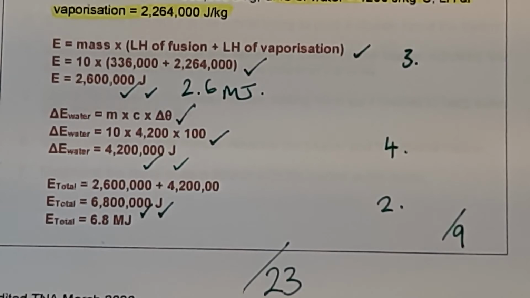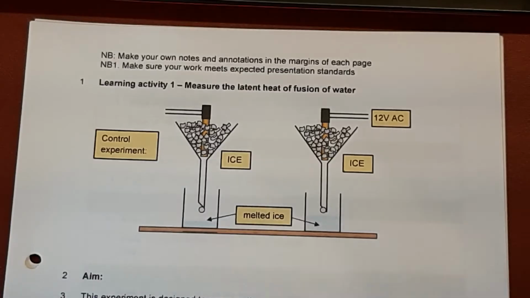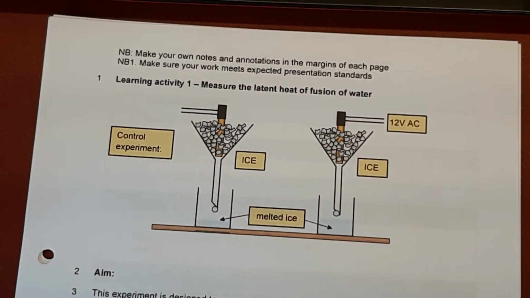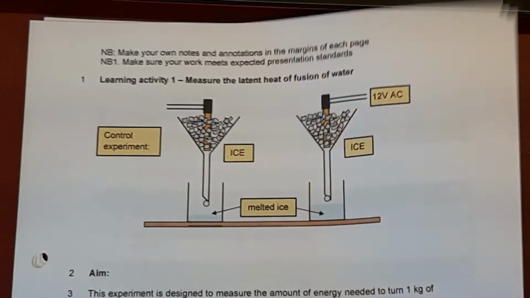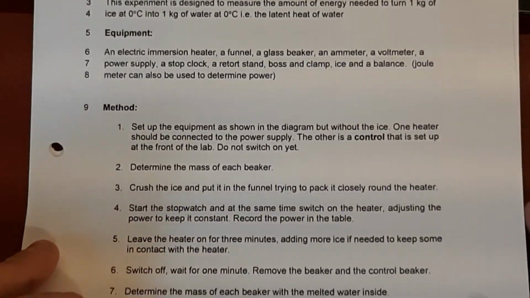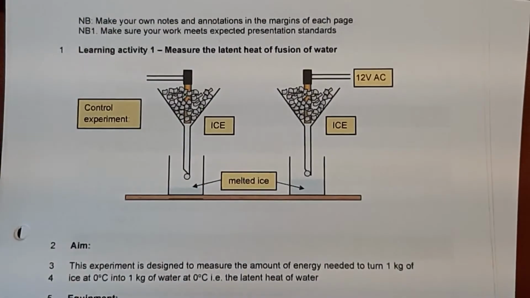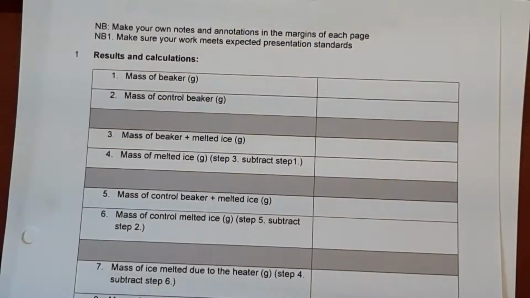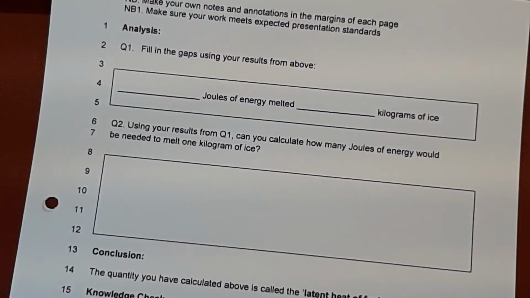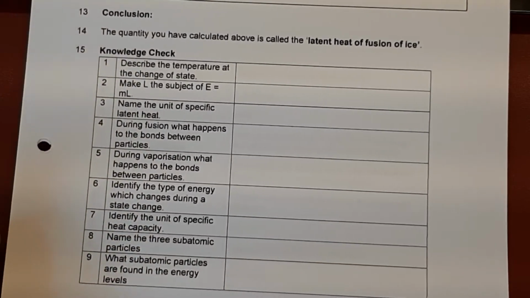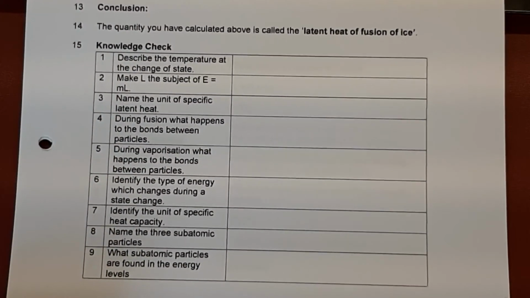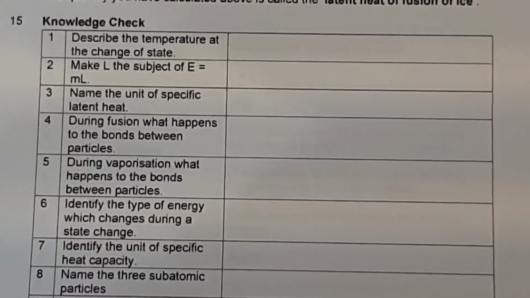Okay, so we're going to move on. Unfortunately, the next activity is actually measuring the latent heat of fusion of water, which is a practical activity, and we can't really do that because it's not designed to be done at home. And that carries on to the next page, on page 21, and again on page 22. So we're going to move directly on to the conclusion, the knowledge check after the conclusion on page 22. So if you want to answer the questions, pause the video whilst you do that, please.